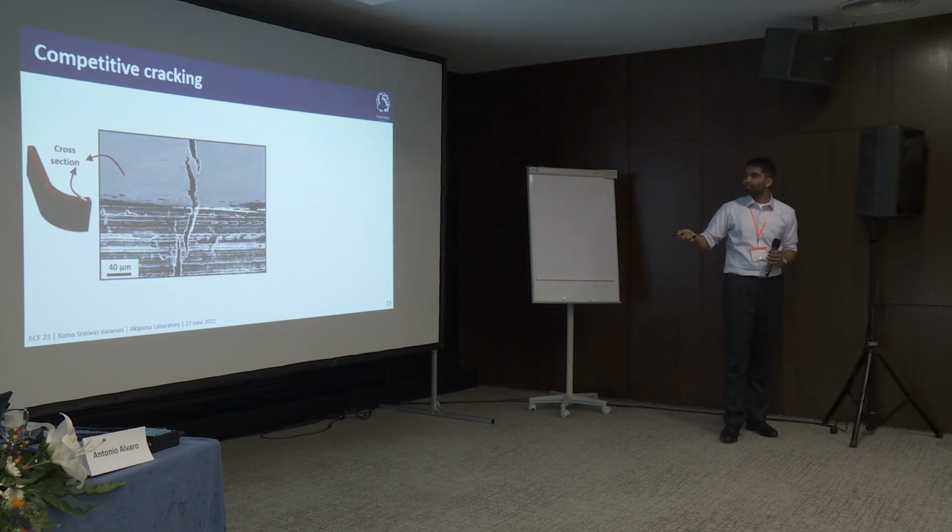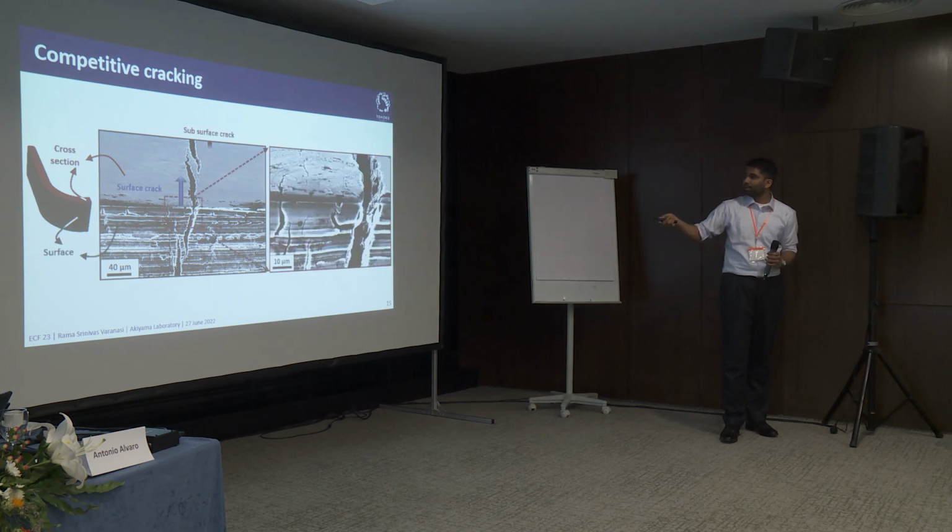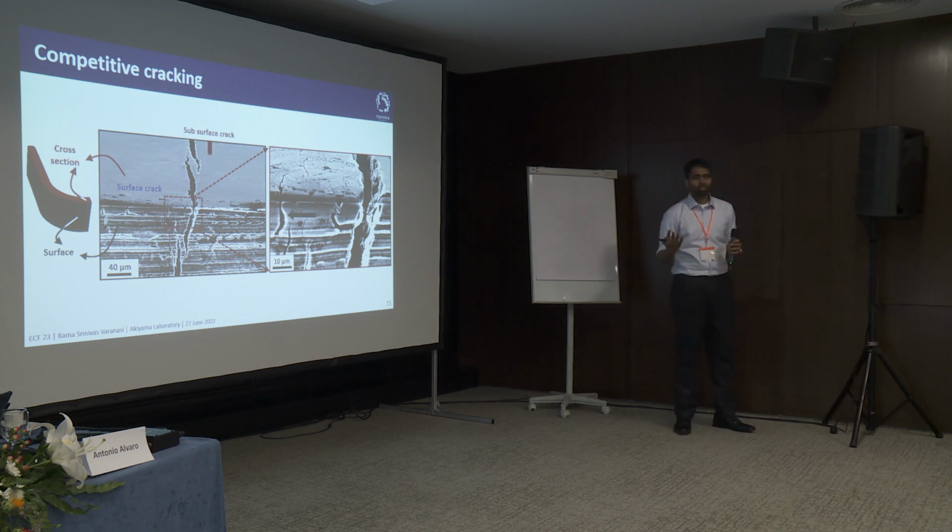This is a tilted sample where this is the cross section and this is the surface, and we can see very clearly at higher magnification that it's the surface crack which will propagate towards the center of the specimen. So then we ask, why does it happen? It didn't happen in the tempered martensite.